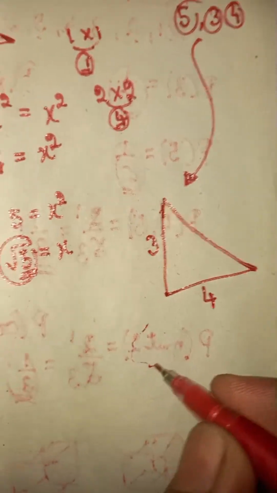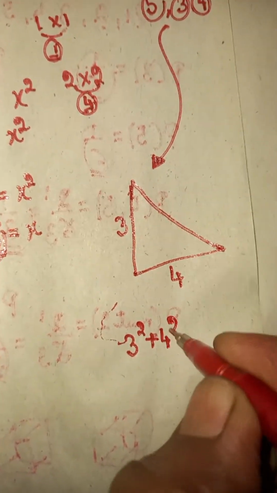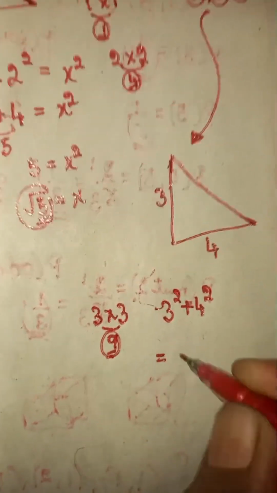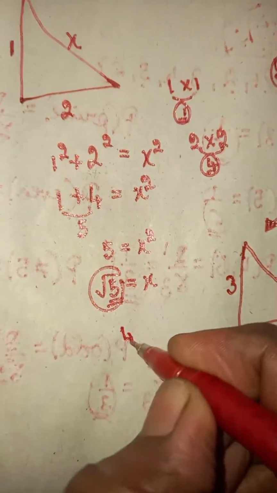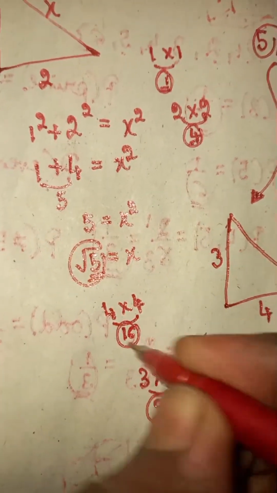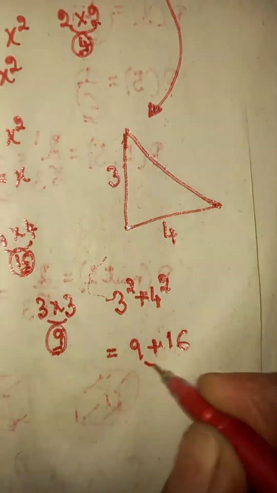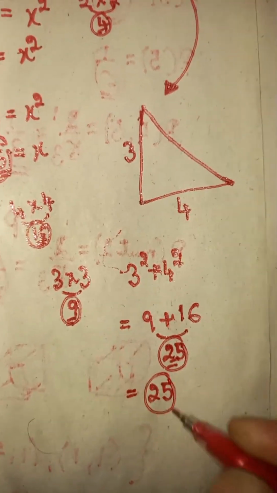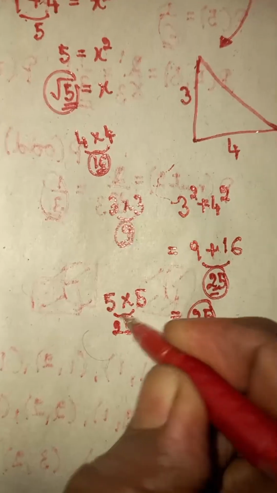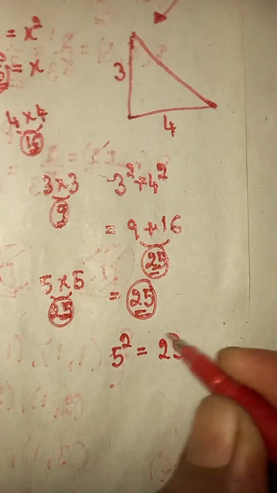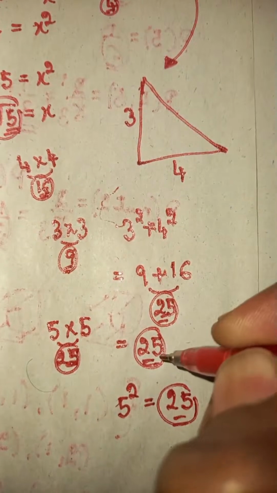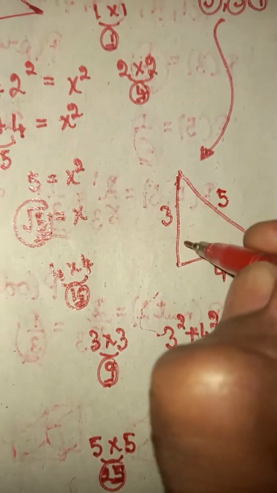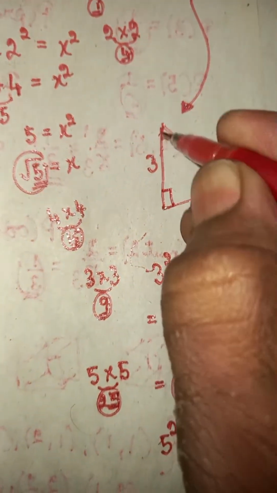3 and 4 units means 3 square plus 4 square becomes equal to 3 square means 3 times 3, which is 9, and 4 square means 4 times 4, which is 16. So you're going to get 9 plus 16. 9 plus 16 becomes equal to 25. So this is going to become 25, and the other one is 25. So here you can find that 3 square plus 4 square equals 25, and 5 square equals 25. So those three are Pythagorean triplets, and 5 is the hypotenuse of this triangle.